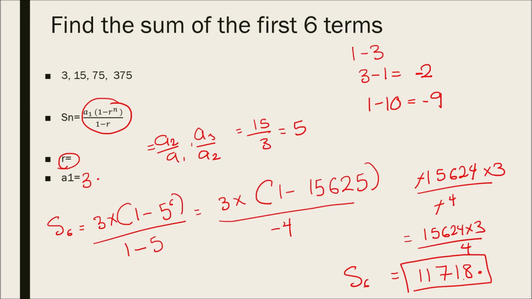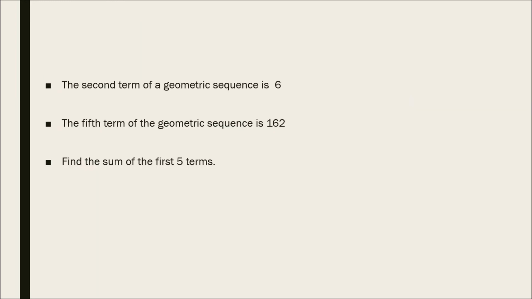So the sum of the first 6 terms here is 11718. Awesome. So please, if you have any questions, or if I'm talking too fast, if you have any questions about geometric progressions, please let me know. If there are things you would like to test, if there are questions you have, let me know. Now let's go into things like this.